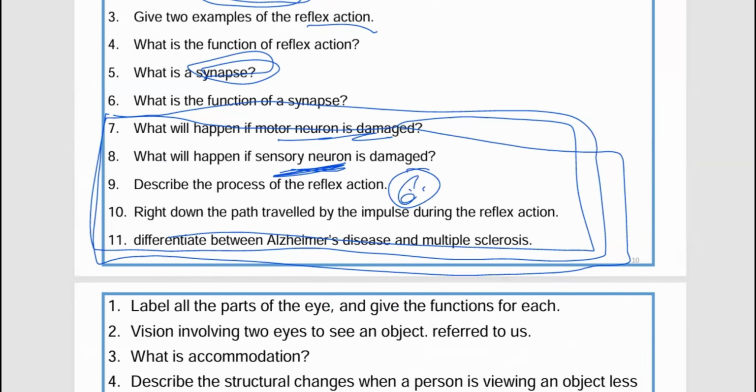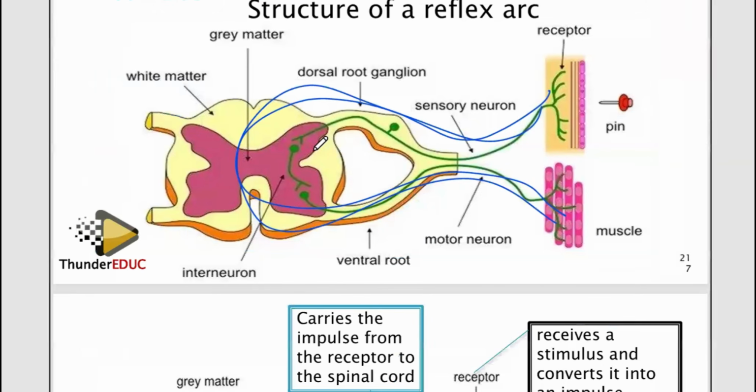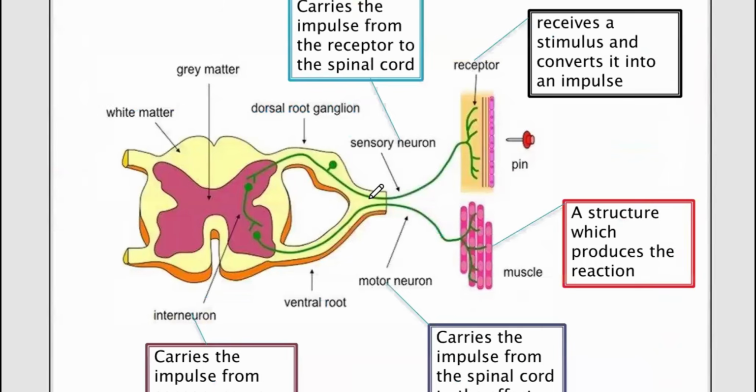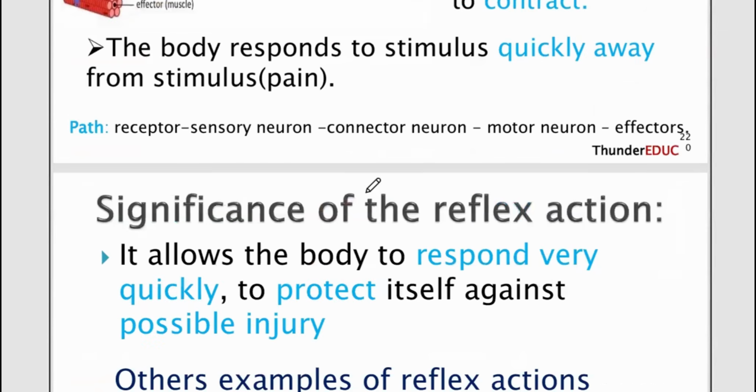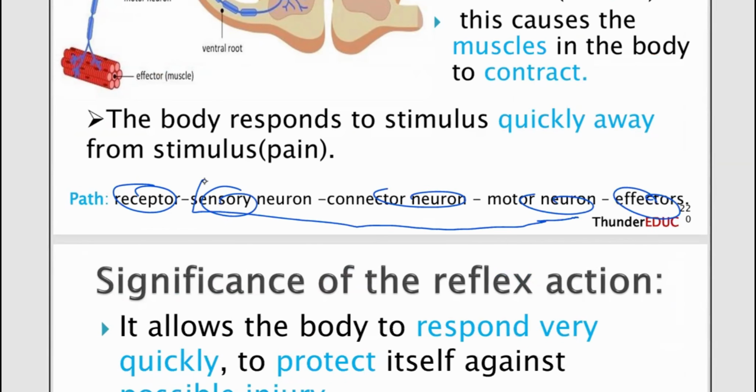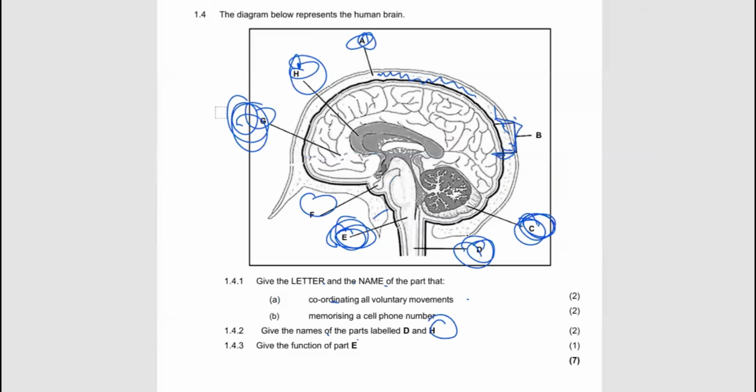Let me see if I wrote it here. The path. Yeah, this is the path they are talking about: receptor, sensory neuron, connector neuron, motor neuron, effector. But in most cases, they want you to write only this: sensory neuron, connector neuron, motor neuron. Because they are talking about the neuron. If they talk about the neuron, then that's what you're supposed to give.